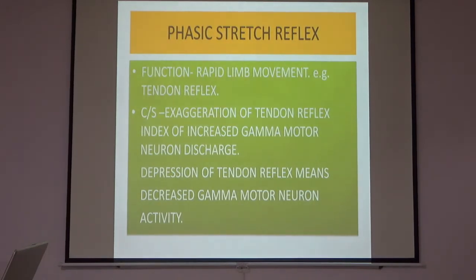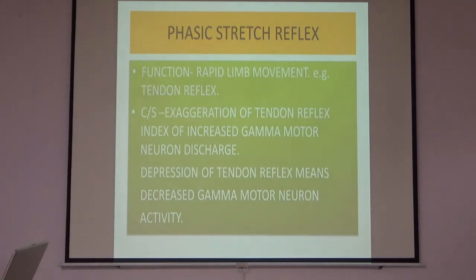And this phasic stretch reflex function results in rapid limb movement like the tendon reflex. Now the clinical significance, or applied part, of this physiology is that exacerbation of a tendon reflex is an index of increased gamma motor neuron discharge, while depression of the tendon reflex means there is decreased gamma motor neuron activity. And this applied part is used when we study upper motor neuron lesions.